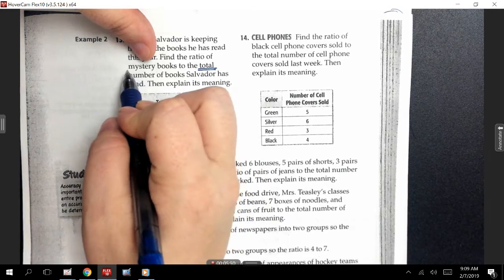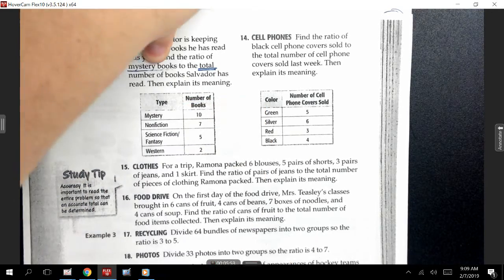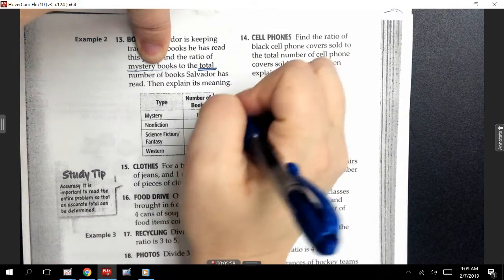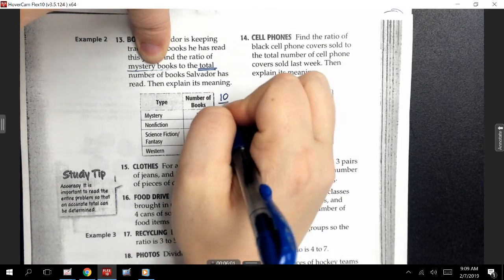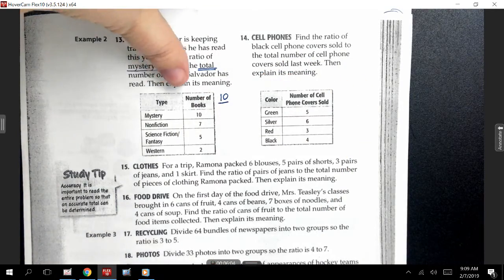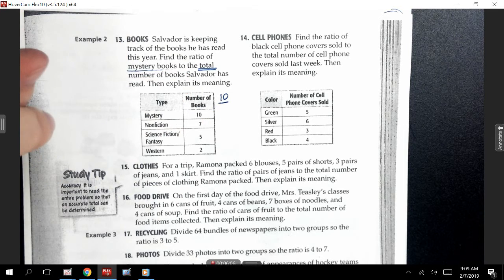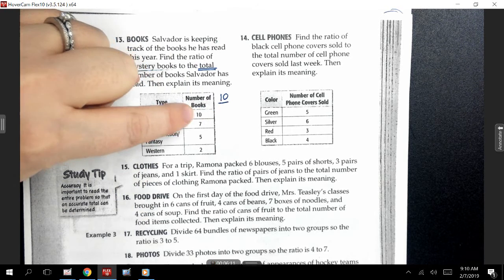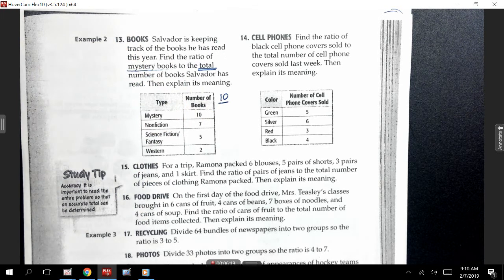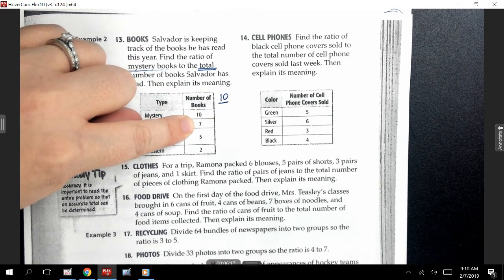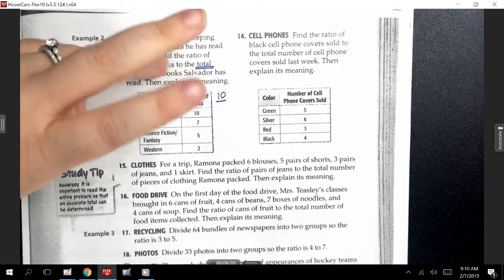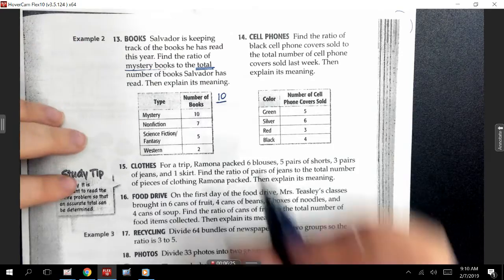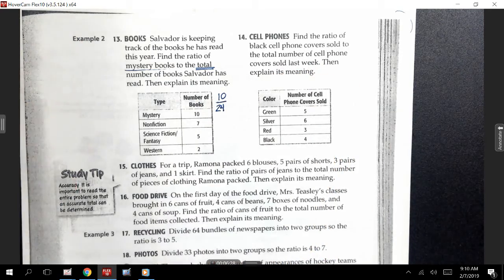It says the ratio of mystery books. All right, so I can look at how many mystery books there are. How many do we got? Mystery books, we got 10. So I got 10. And then it says to the total number. So what am I going to do to find the total number? Dalton? I'm going to add them all up. Do I need to add in the 10? Yes. When it says total, it means everything. So 10 and 7 is 17, plus 5, 18, 19, 20, 21, 22, plus 2 more, 23, 24. We okay with that? 24? Counting on fingers and everything, if that's what we need to do. I don't have a calculator, so.